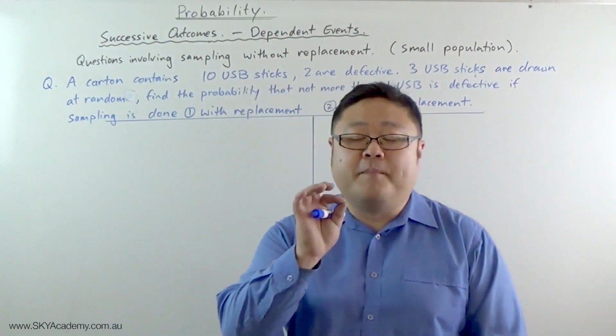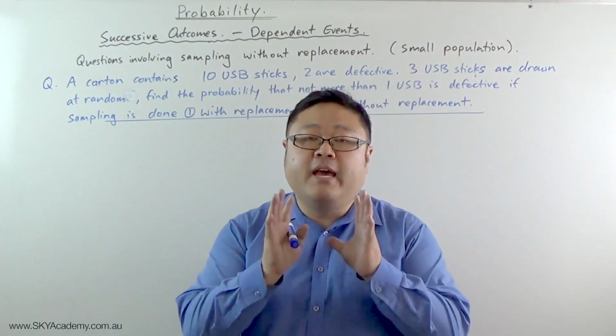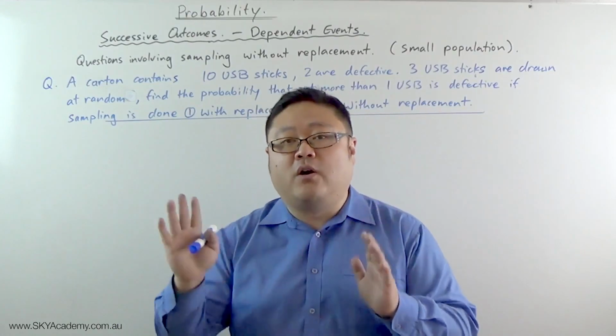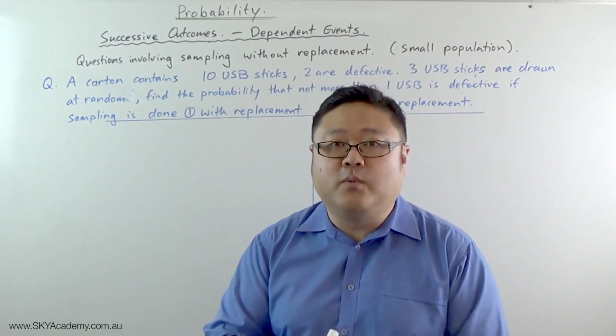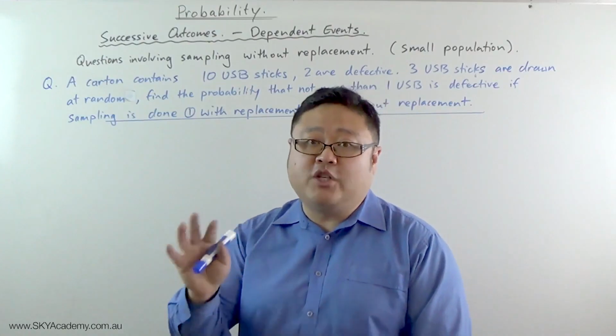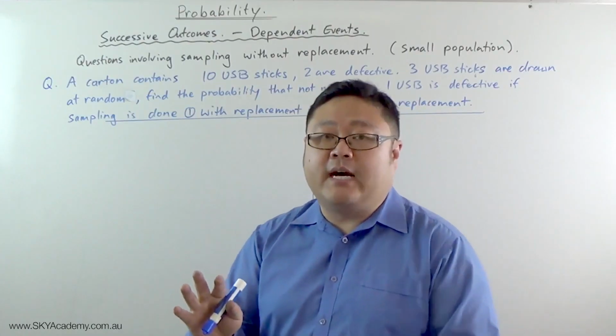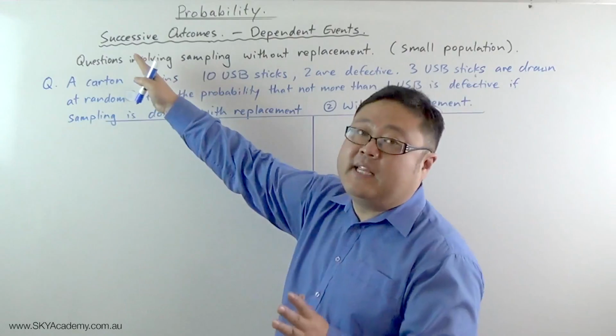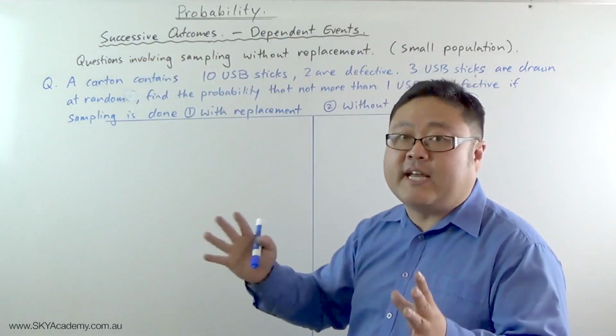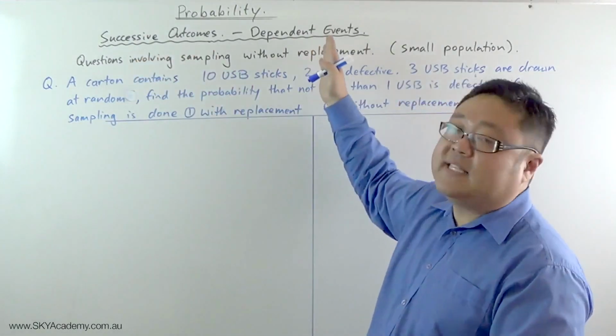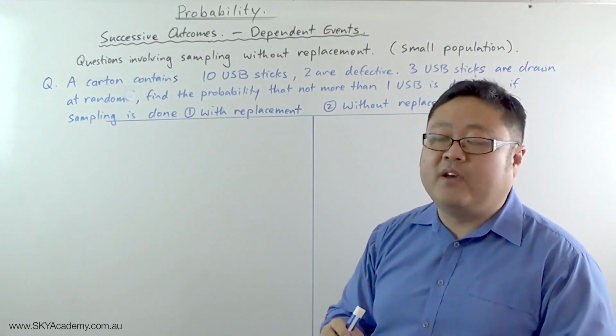This is Sung, and I'm the Principal and Director of Sky Academy, and I want to be continuing on with the work that we have been doing up until now in relation to probability. And in particular, we're up to the stage where we're dealing with successive outcomes or multi-stage probability, and we're looking at dependent events now. Okay?